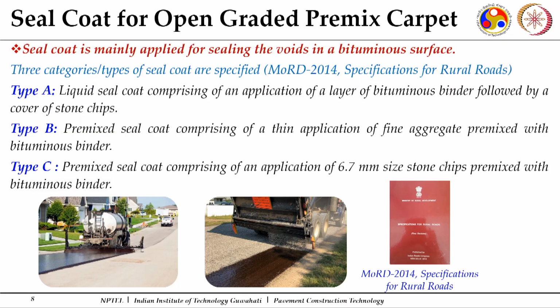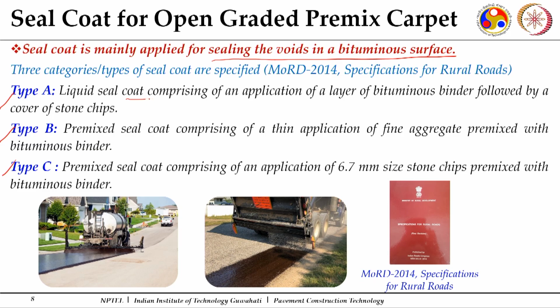Now, when we are dealing with this open graded premix carpet, the seal coat is very important. What is a seal coat and what does it comprise of? It is a material which is applied for sealing the voids of a bituminous surfacing, and as per MORD specifications for rural roads, there are 3 types of seal coats which are recommended. They are type A, type B and type C seal coats.